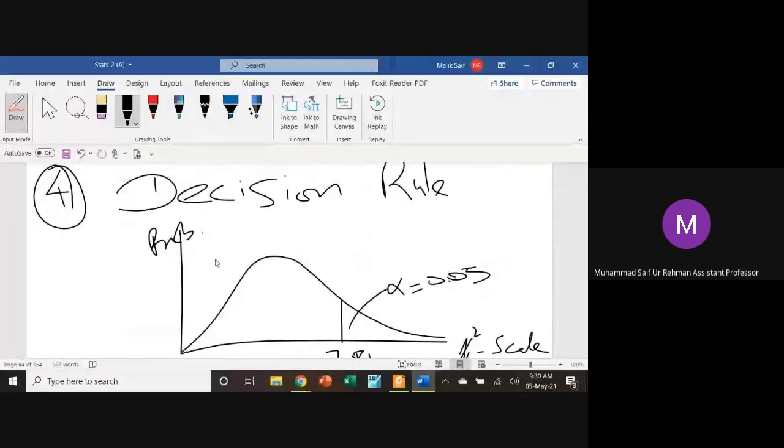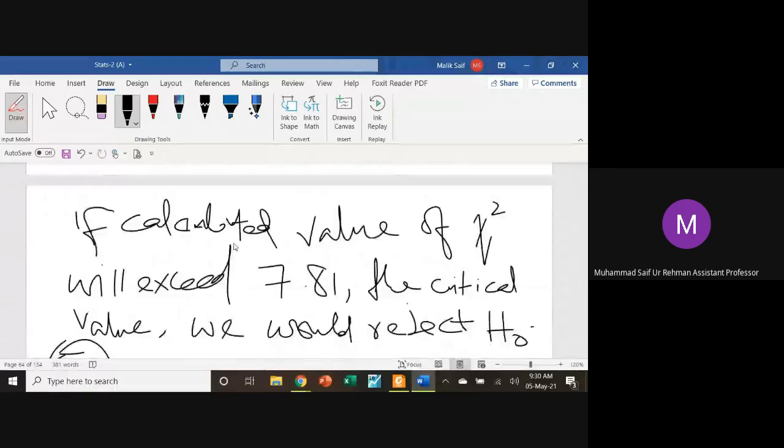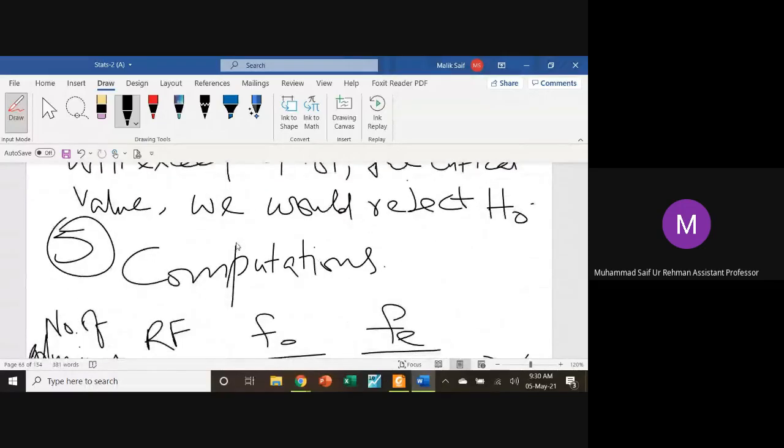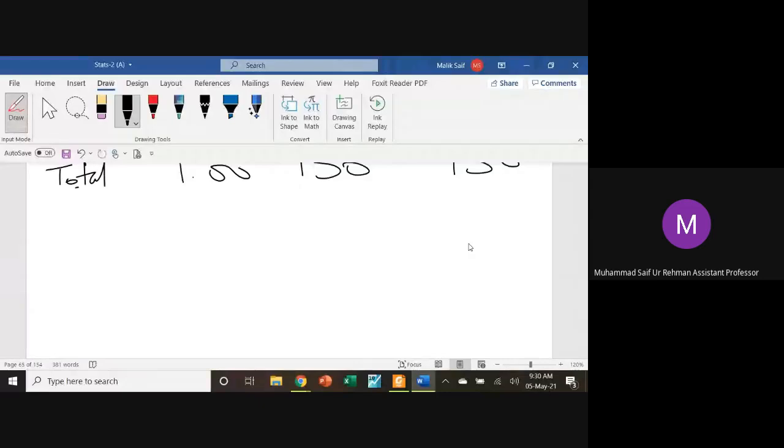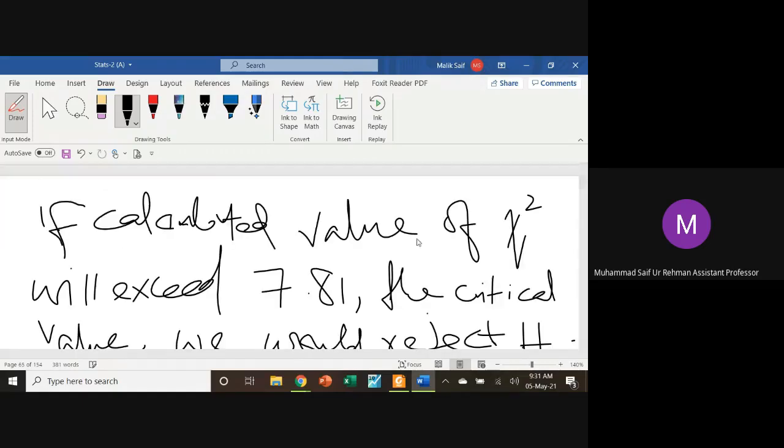So the formula will remain the same. Simply, expected frequency you will have to find out. Now, in the same step, you have to find out the F naught.